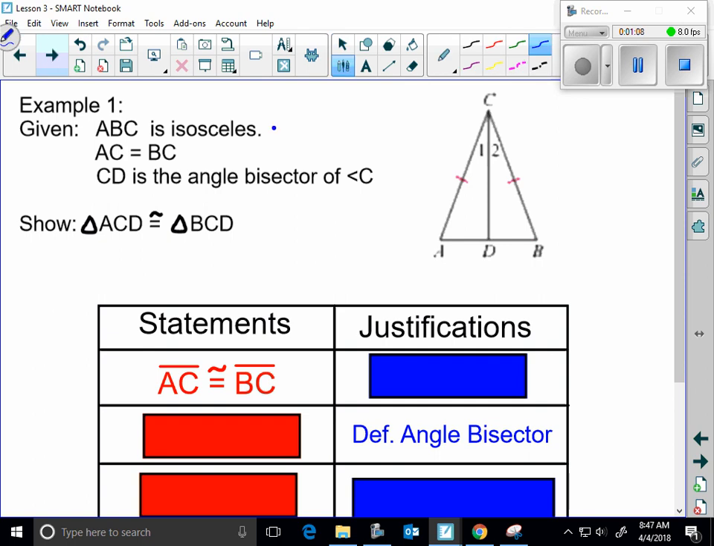If ABC is isosceles, what do we know about this triangle over here? Well, we know this side is congruent to this side. What else do we know in an isosceles triangle?